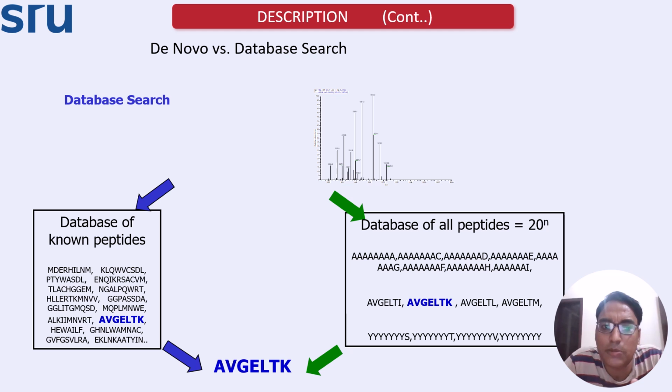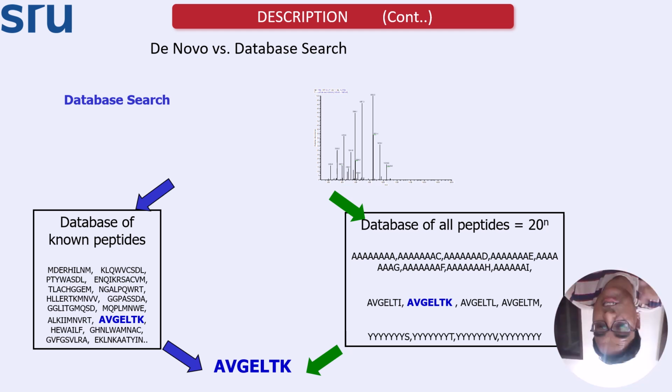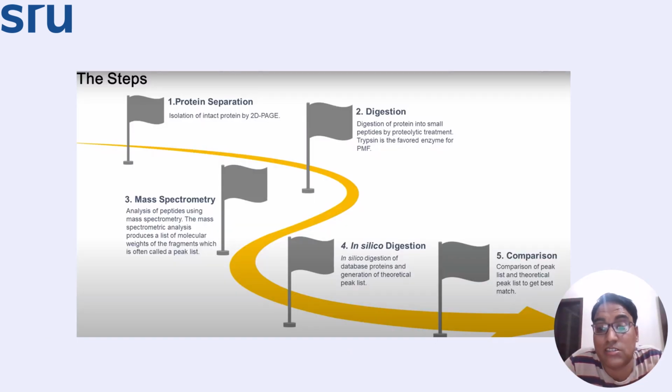So if you do the database search, de novo versus database search, with the computer, while in the lab you're doing the experiment, and you check it in the system against a database of known peptides, and this is the experimental data, you get a fragment like this. Now a small question: what is the probability that this search answer is correct? I'll give you the answer, but you can think. The answer lies in these steps. If you do a protein separation, digestion using trypsin, mass spectroscopy, and in silico digest, then you compare the results.